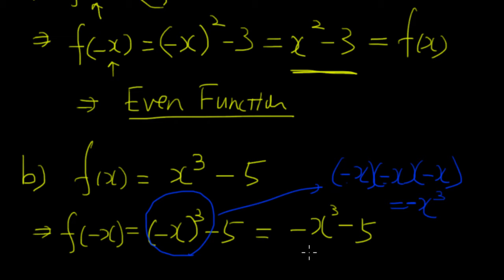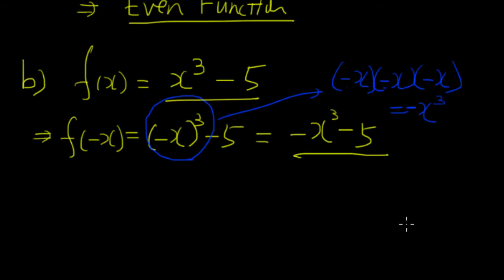And we need to check two things. Is this the same as the original f of x? If this is the same, then it's going to be an even function. Well, they're not the same because I have a negative there. Then, the next thing that I should check is whether this is equal to negative f of x. Is this equal to negative f of x? What do you think? What would be negative f of x?